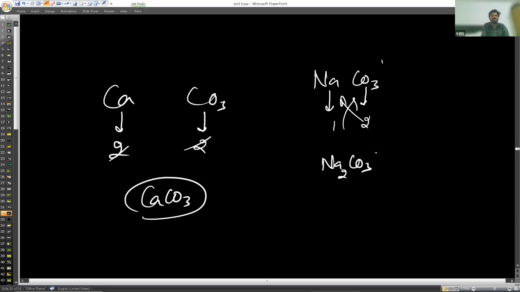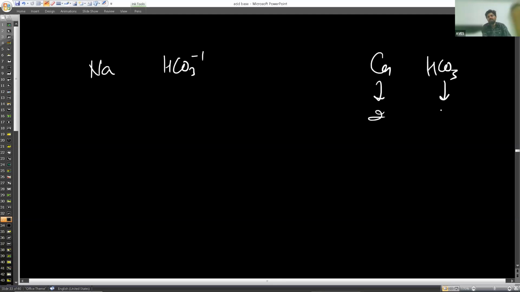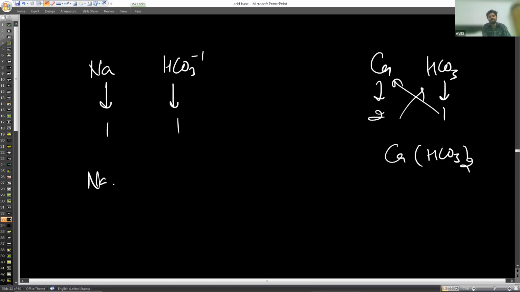Similarly, like we have the carbonate group, we also have the hydrogen carbonate group, HCO3 with valency 1. This is the hydrogen carbonate. When it reacts with metals, like calcium, Ca has valency 2 and HCO3 has valency 1, whereas CO3 alone has valency 2. So you will get Ca(HCO3) whole twice, but with sodium you will get 1 and 1, so it will be NaHCO3.